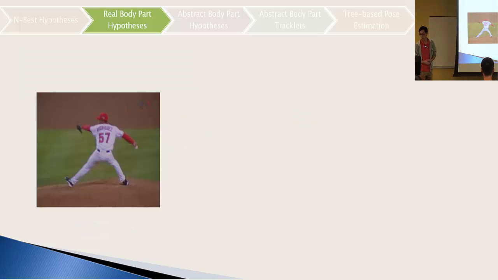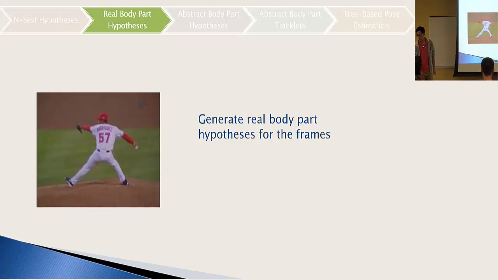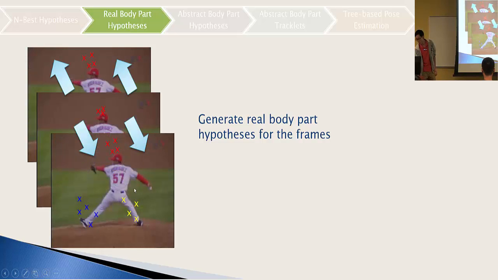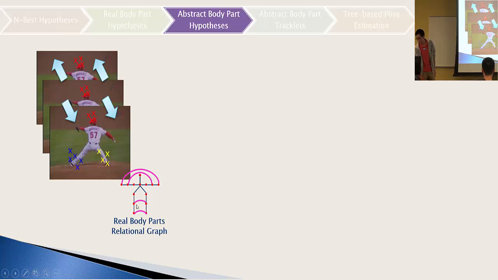And the second step, we call it real body part hypothesis. Actually, in this step, we generate real body part hypothesis for the frames. Based on the full body pose hypothesis, we can get the locations for each of the body parts, and then we can generate it for every frame. You can see that the red nodes are for the hypothesis for the head, and the blue and yellow ones are for the left and the right feet.